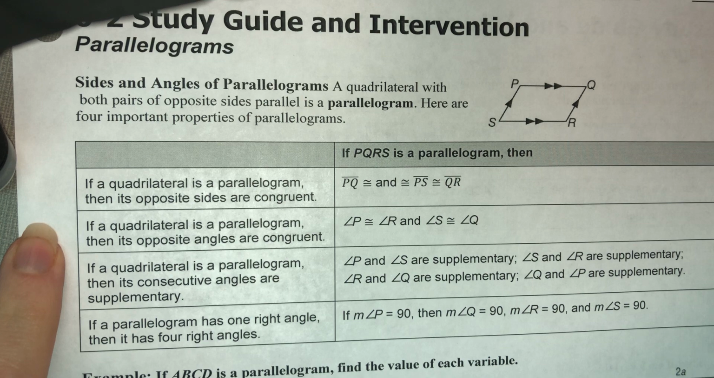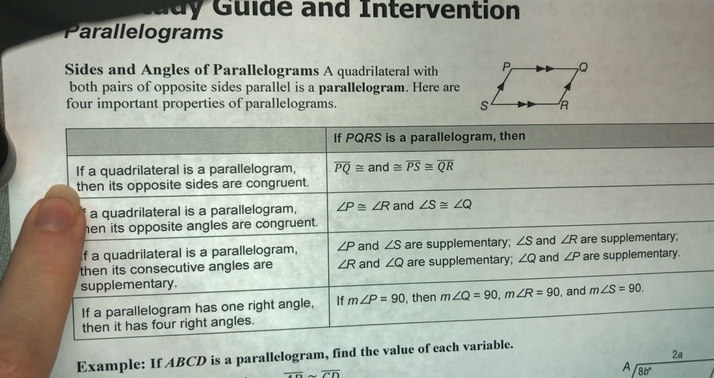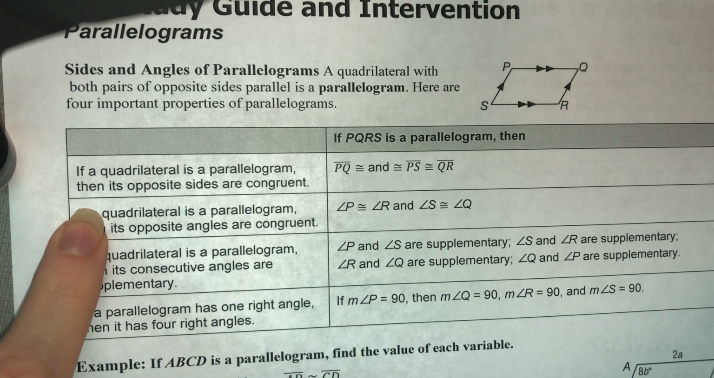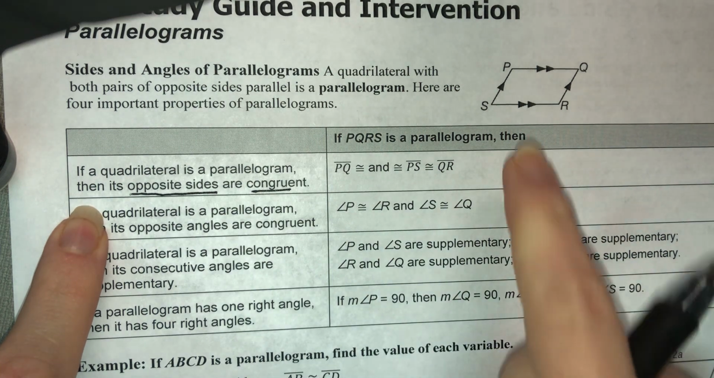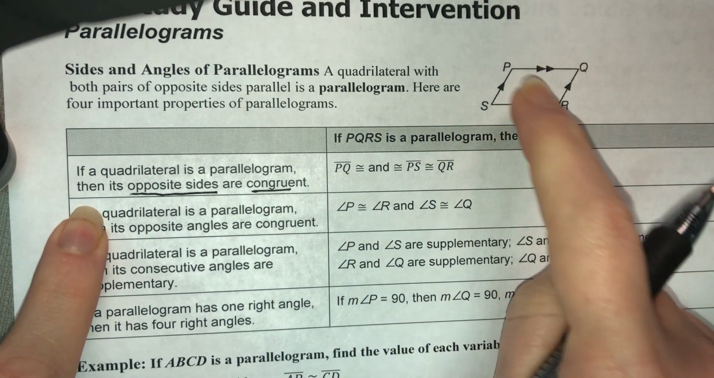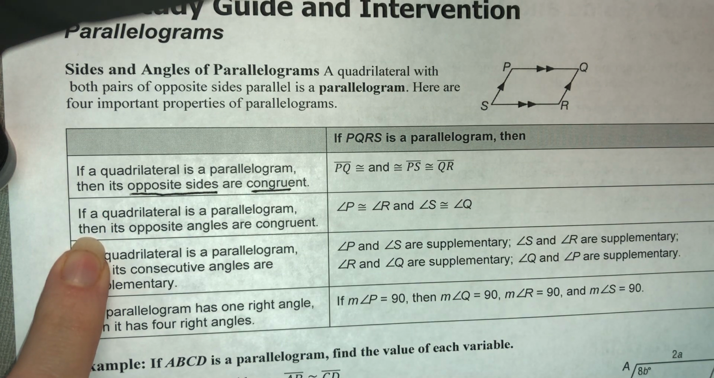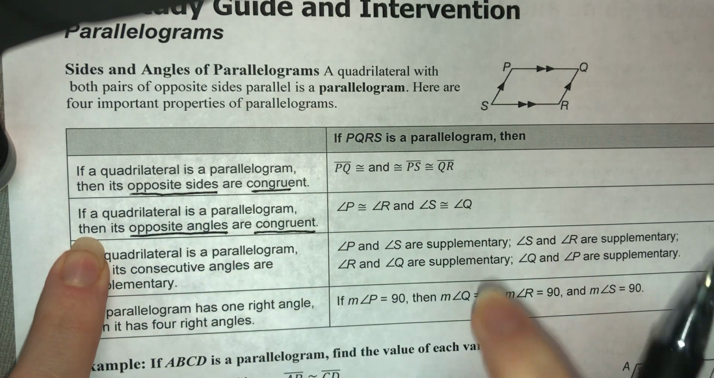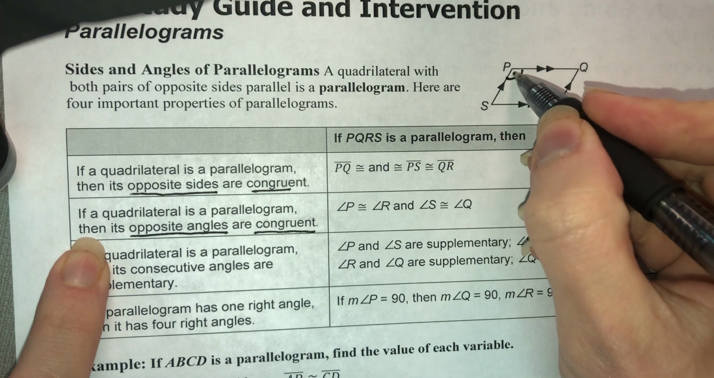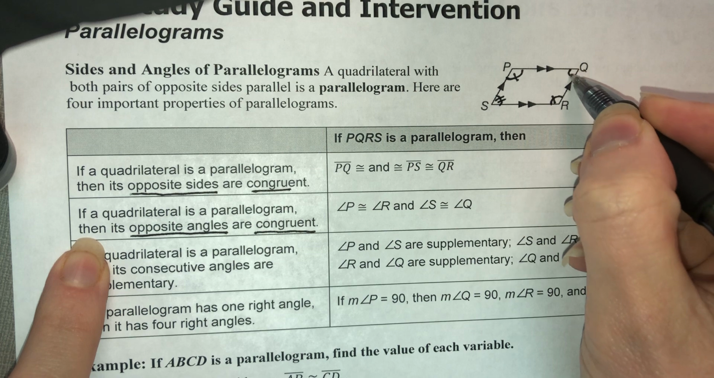Here are some properties that you're going to need to know about parallelograms. If a quadrilateral is a parallelogram, then its opposite sides are congruent. So the top and the bottom have the same length, and the left and the right also have the same length. If a quadrilateral is a parallelogram, then the opposite angles are congruent. So angle P is congruent to angle R, and angle S is congruent to angle Q.